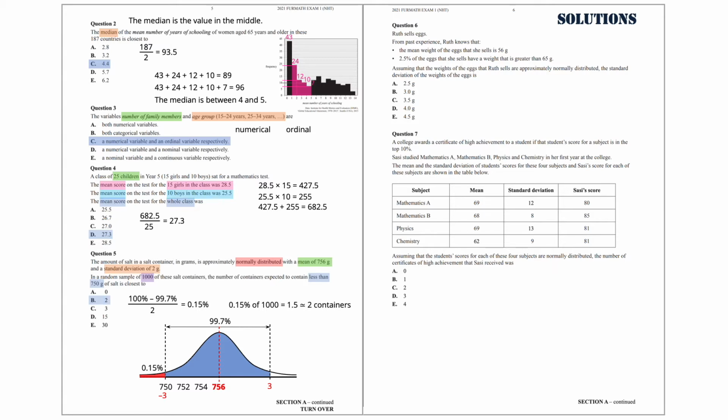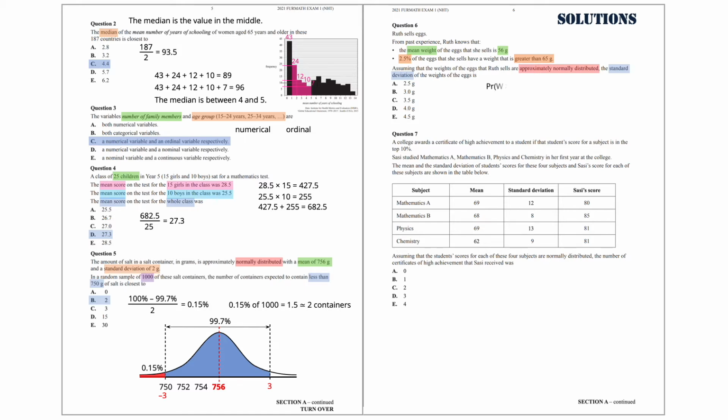Question 6. Ruth sells eggs. From past experience, Ruth knows that the mean weight of the eggs that she sells is 56 grams. 2.5% of the eggs that she sells have a weight that is greater than 65 grams. The question is asking for the standard deviation of the weights of the eggs, assuming that the weights of the eggs that Ruth sells are approximately normally distributed.